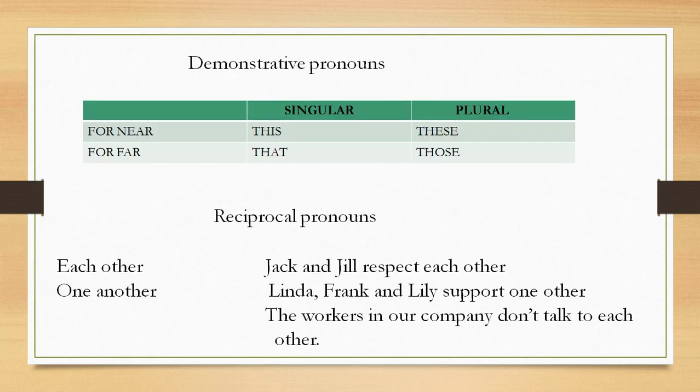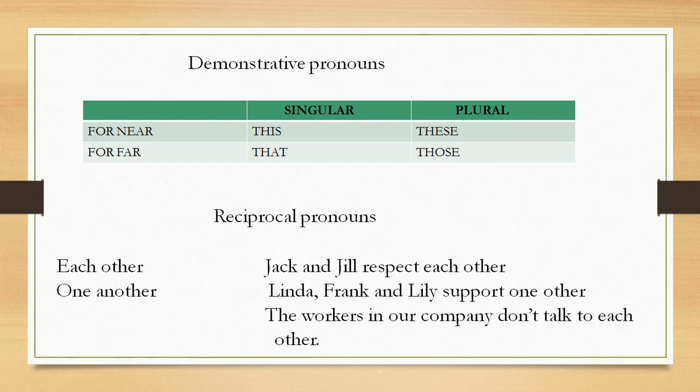The next type of pronoun is demonstrative pronouns. Demonstrative pronouns differ from each other according to the distance. For example, in singular we can use this and that. In plural we can use these and those. For near distance we can use this in singular, these in plural. For far distance we can use that in singular, those in plural.